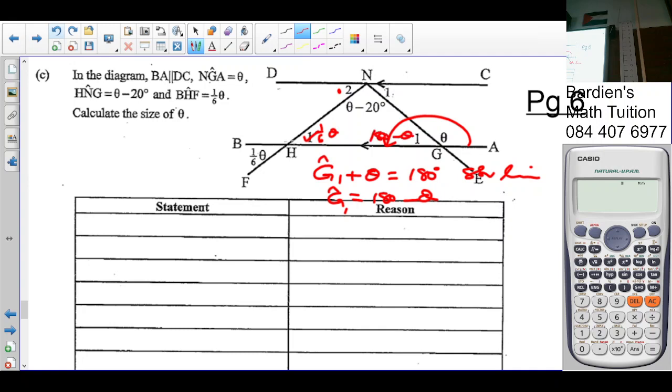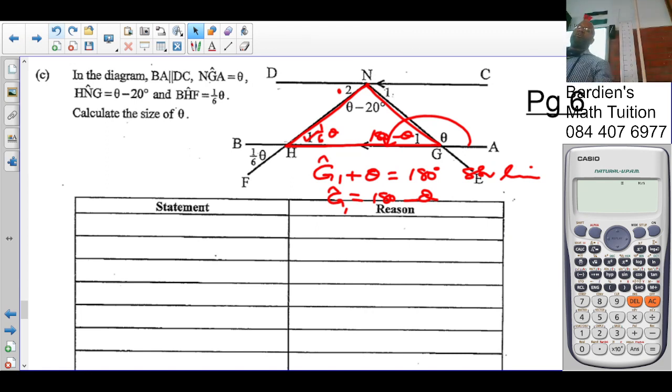So how are we going to work out theta now? Sum of angles in a triangle. So what do we say? Theta minus 20 plus 1 over 6 theta plus 180 minus theta equals 180. Why? Sum of angles in a triangle. And then you work out theta and you solve for theta. You understand? Just do that quickly. Let's see. After that, I'll show you there was another way you could have done it. But do that one since you called it out in that order.